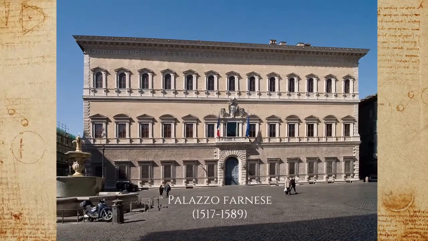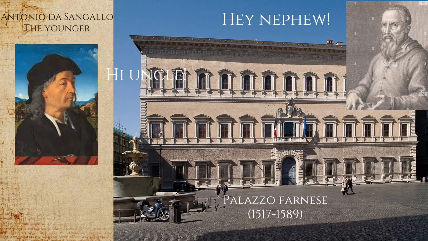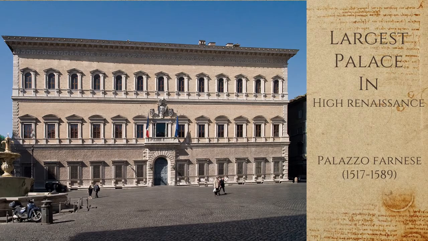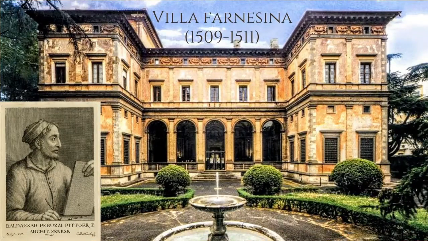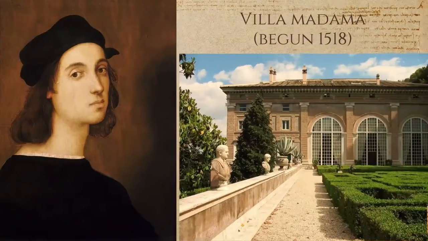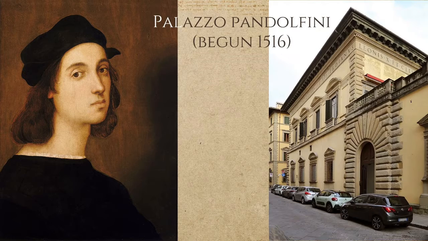Many structures of this manner have emerged, but among the notable ones are the Palazzo Farnese by Antonio Sangallo the Younger, nephew of the older Sangallo, which was considered the largest palace. Villa Farnesina by Baldassare Peruzzi, which is also known as the Charming One. And also 2 of Raphael's works, which are Villa Madama and Palazzo Pandolfini.